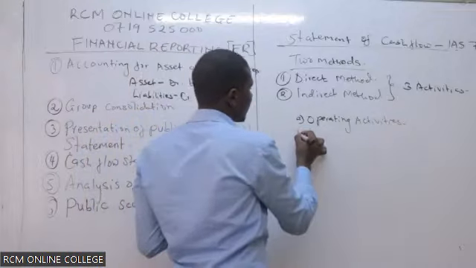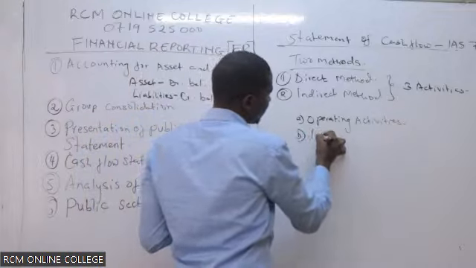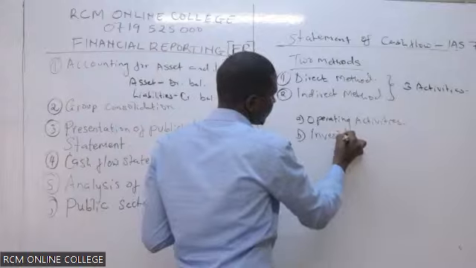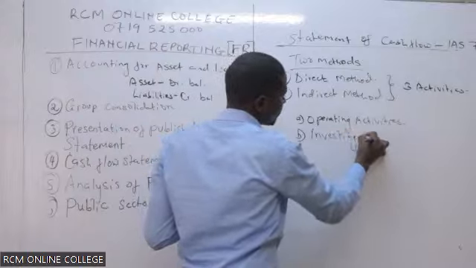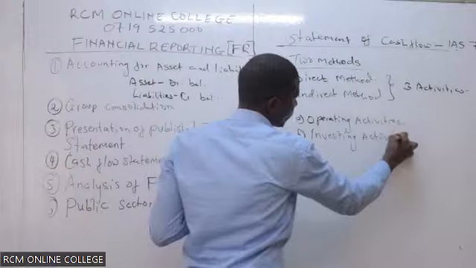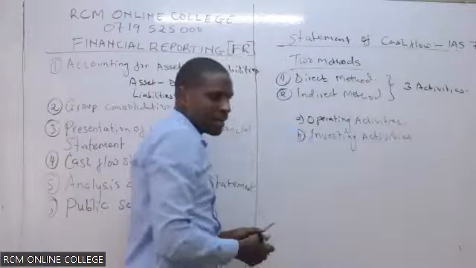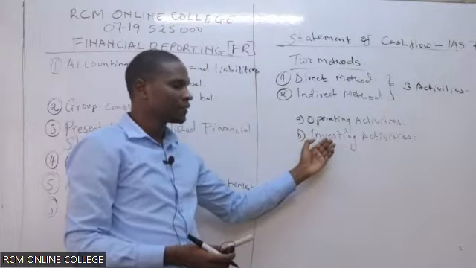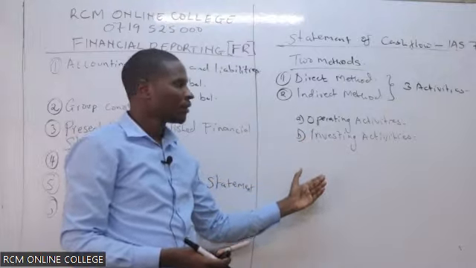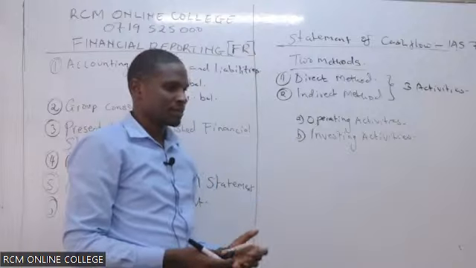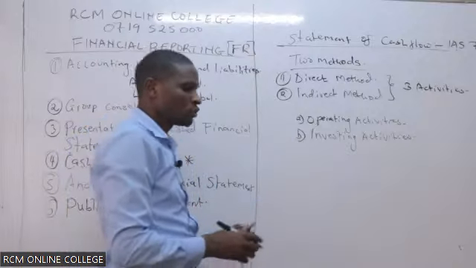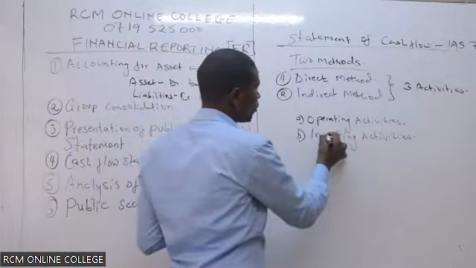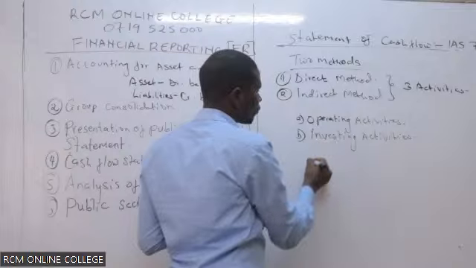Then we have investing activities. For the investing activity, we shall see activities like the sale of an asset and the purchase of an asset. You are trying to make some investment in order to increase your revenue.